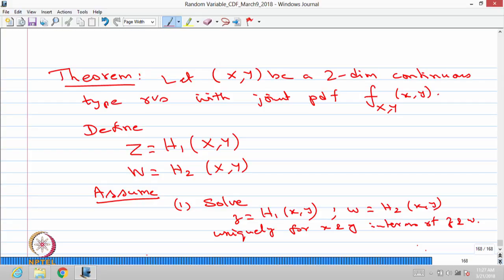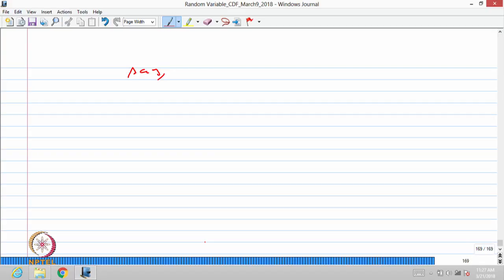Whatever solution I am getting, I am going to write x as some function of (z, w), g1. Similarly, I am going to write y as some function of (z, w), g2. So, this is after solving those two equations.